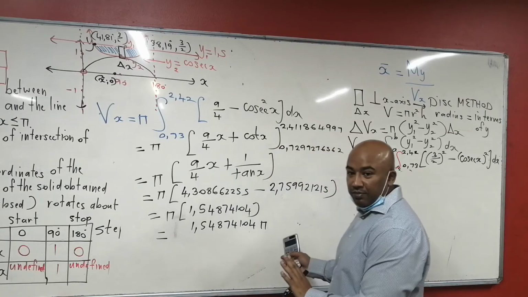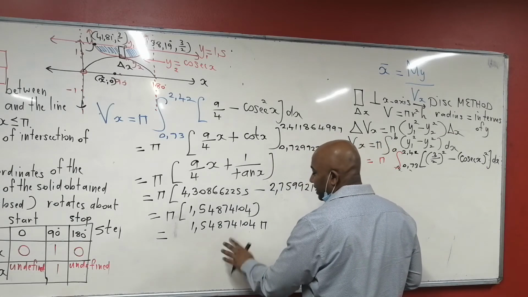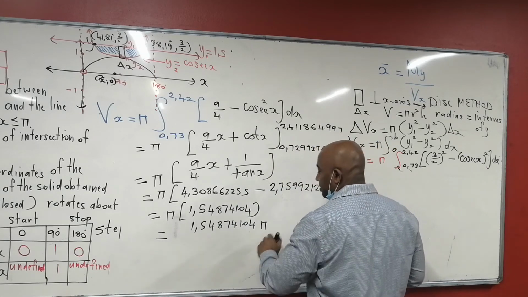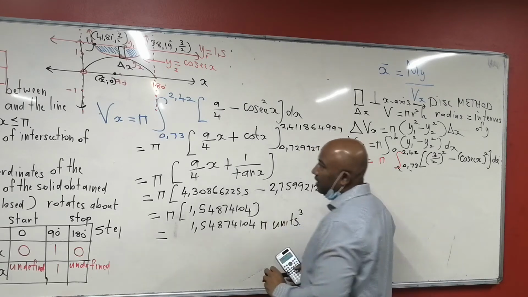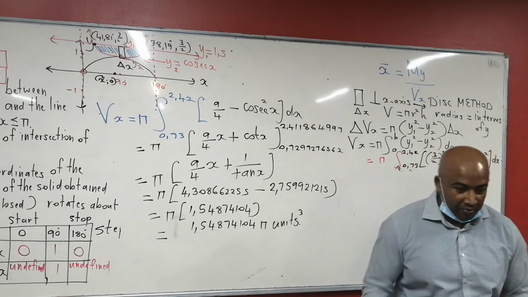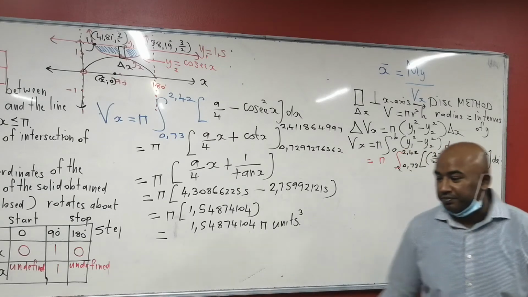So I'm leaving it in terms of pi. So I'm not going to multiply, work this out. So that times pi, units to the power 3. This is the volume. Okay.